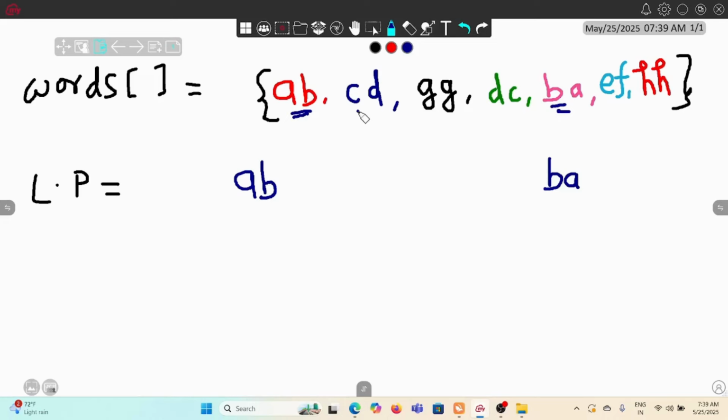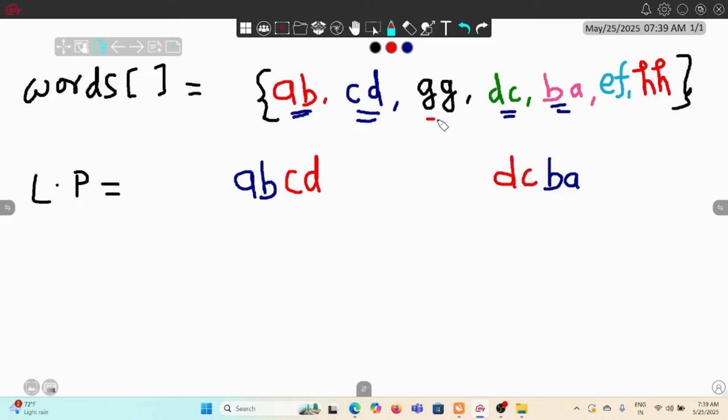Now we are coming to this CD. Is there any DC? Yes, DC is there. So we can put these values as well. Let me put CD here and DC here. So now we have got another 4 length, so in total we have found 8 length.